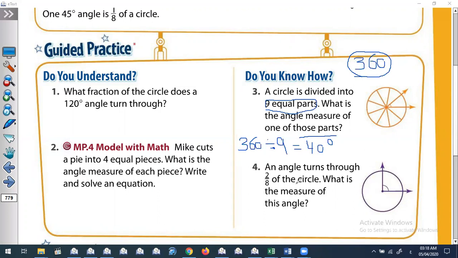Another exercise, number 4. An angle turned through 2 over 8 of the circle. What is the measure of this angle? Here, our turn is through 2 over 8 of the circle, and as we know that any circle is 360 degrees. So first we need to divide 360 by 8. After that, multiply the answer by 2.